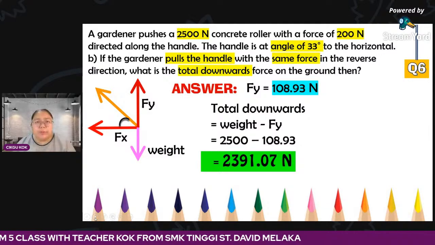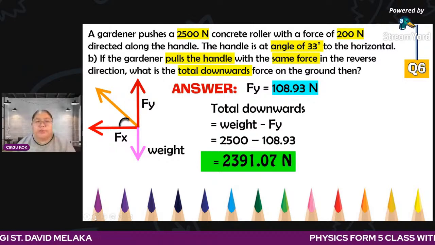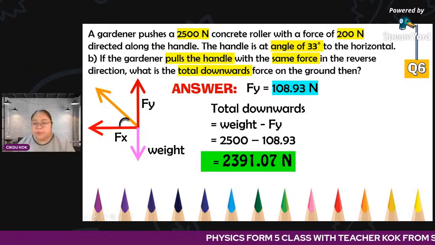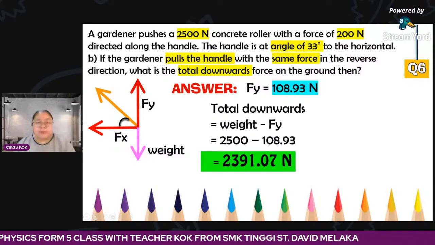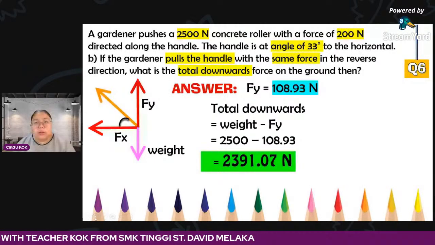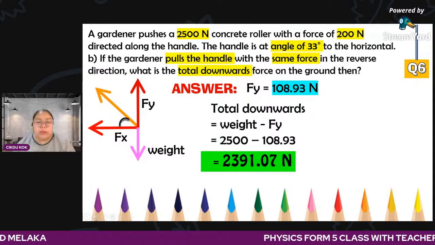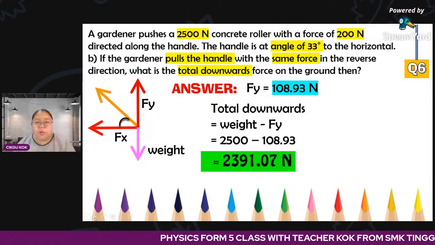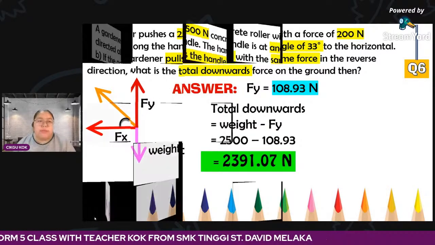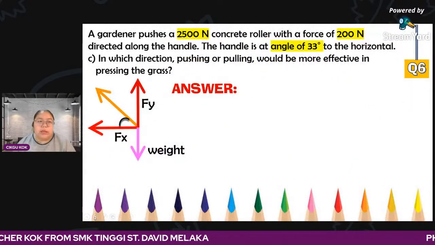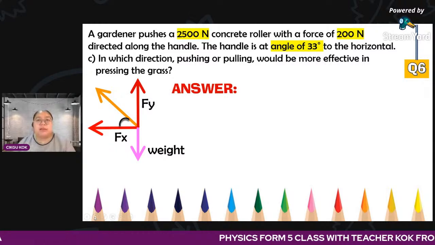Okay, so any problem? Is my answer correct or not? Okay, anybody can answer me? You can get this answer or not for the total downward force? Okay, we see if the student can answer or not. Okay, anybody can answer me? For this question, you okay or not? You can find 2391.07. Okay, Yanru, correct. Thank you for your response. Okay, then we continue to the C.